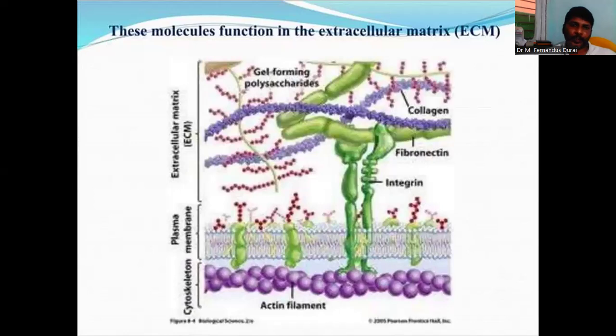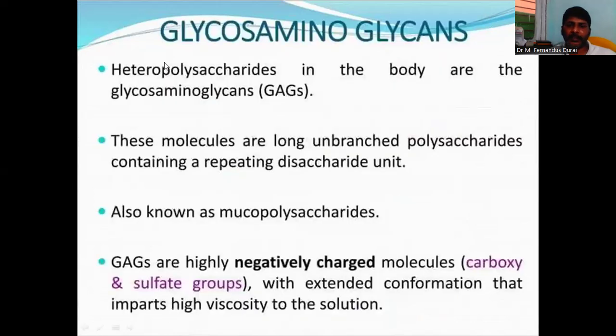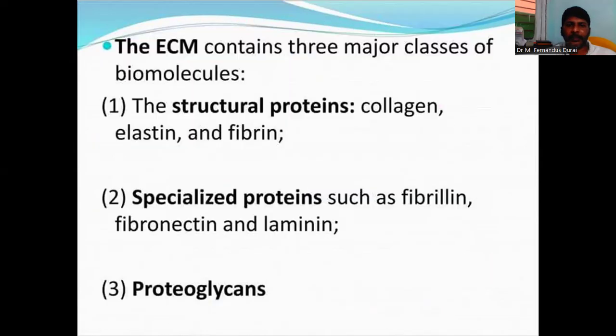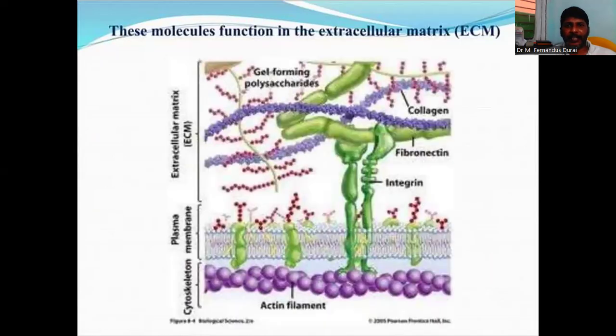So this is the structure of the functional unit of the extracellular matrix. Here we can see the gel-forming polysaccharide, the structural protein collagen, and the special proteins fibronectin and integrin, and actin filament. And here we can see the plasma membrane and the cytoskeleton. These are the molecules of the functional units of the extracellular matrix.